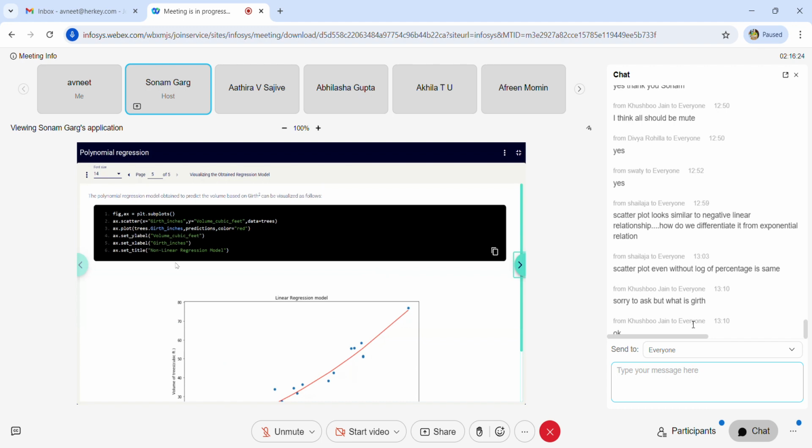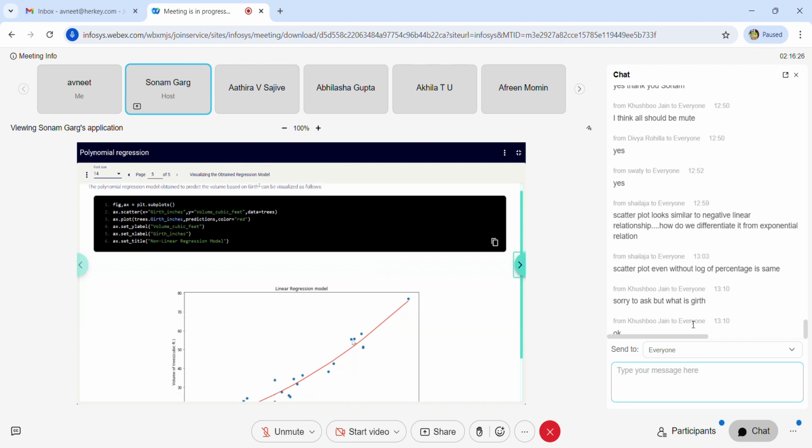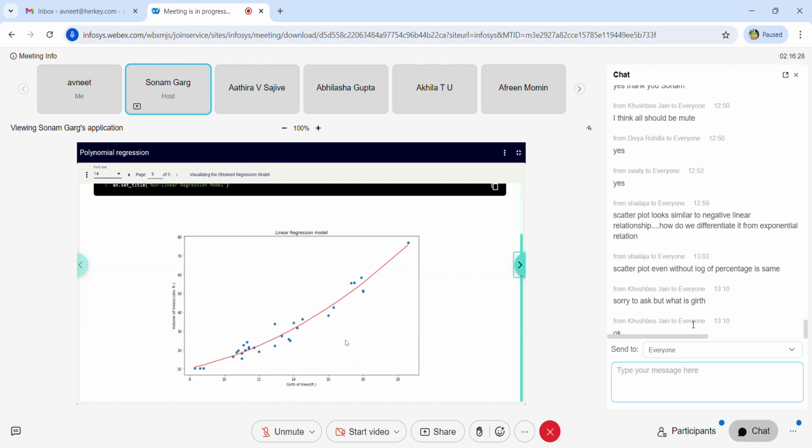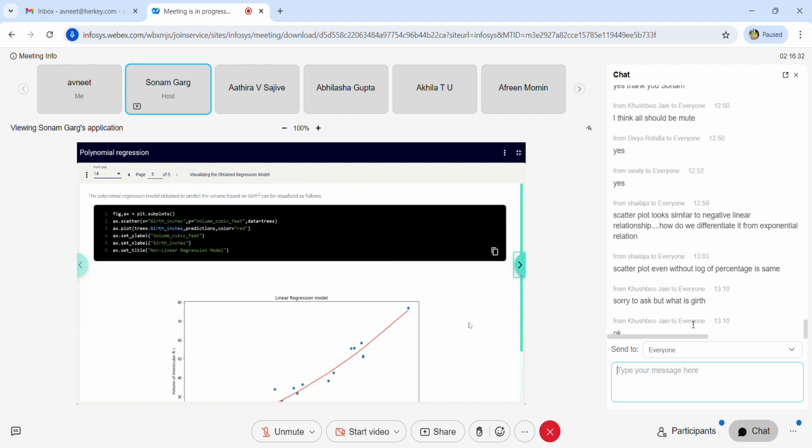Visualizing this model, okay, which plot? Volume of trees versus the girth linear regression model.